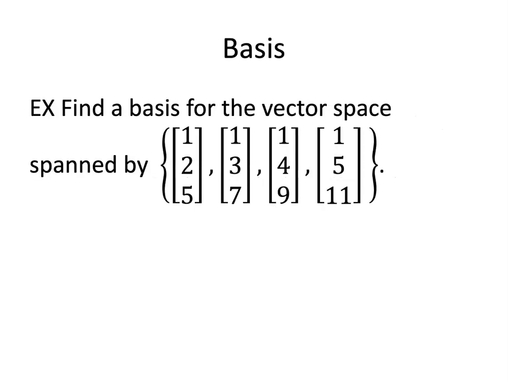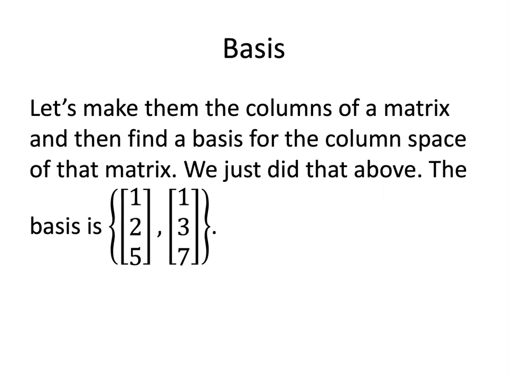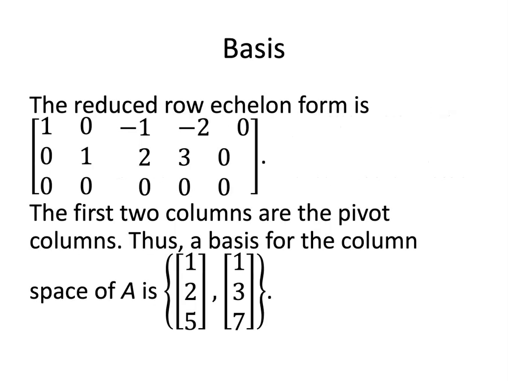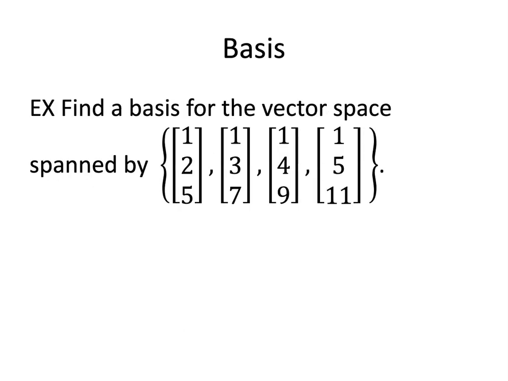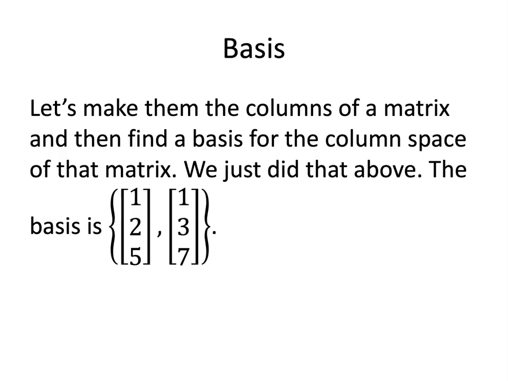Find a basis for the vector space spanned by (1, 2, 5), (1, 3, 7), (1, 4, 9), (1, 5, 11). Let's make them the columns of a matrix and then find a basis for the column space of that matrix. Well, we just did that above. We made them the columns of a matrix in the previous problem, and so to find a basis for the column space of the matrix, we did that. The basis is going to be (1, 2, 5) and (1, 3, 7).